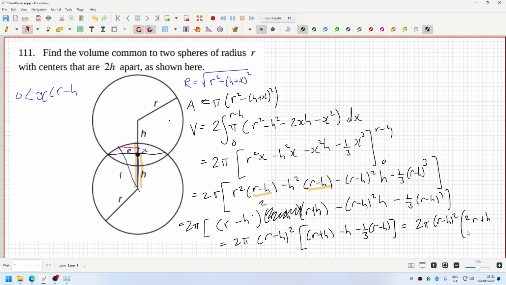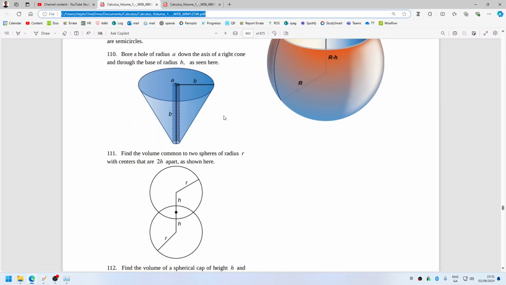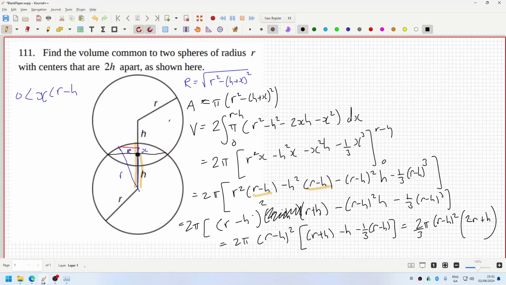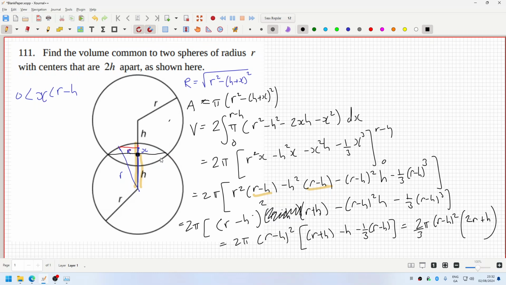So I can take the 3 out then. That's left with 2r plus h. That's not quite the answer at the back though. Pi over 12 r plus h squared, and then 6r minus h units cubed. So something went wrong somewhere.